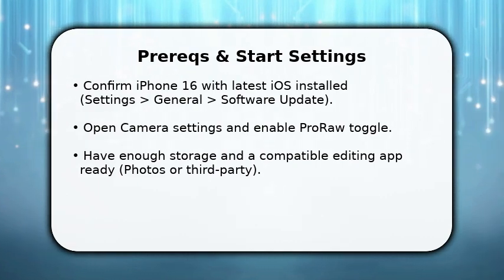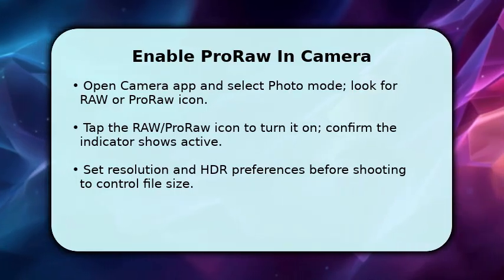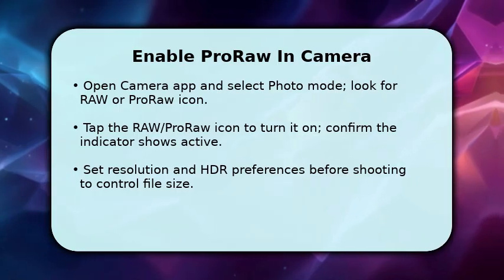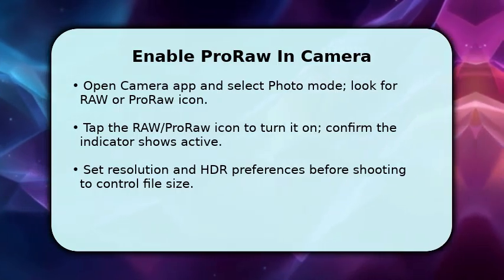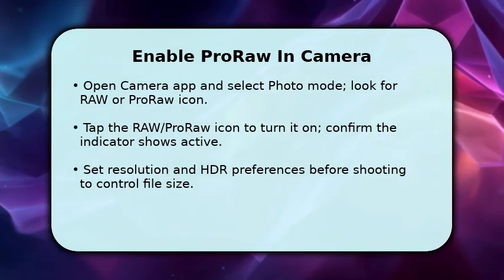Now go into the camera app and position yourself in photo mode. You'll see a RAW or ProRAW icon near the top or in the control strip. Tap that icon to enable ProRAW for the next shot. You'll notice the indicator change, which confirms it's active.